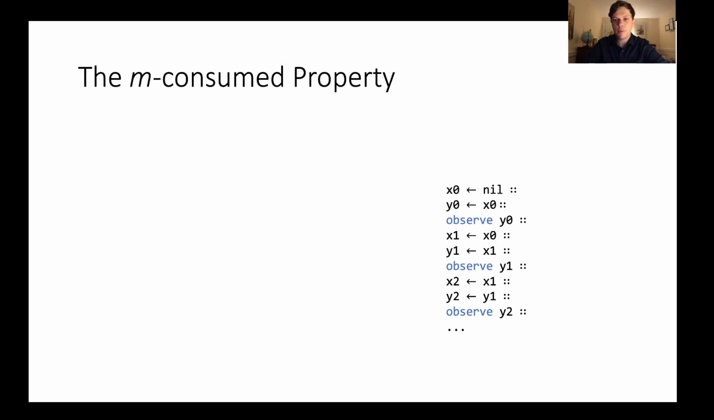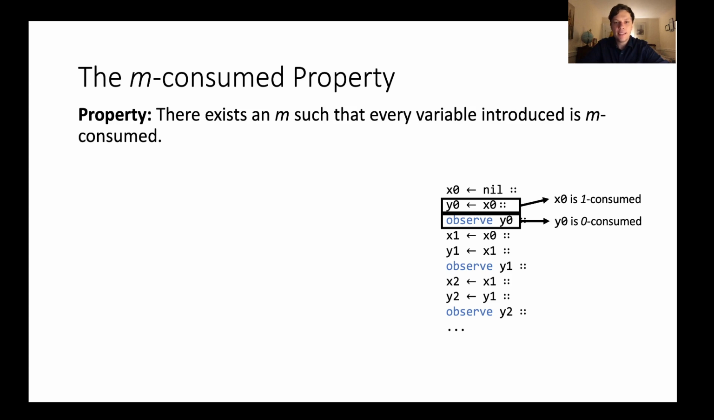All right, so the mconsume property. First I'm going to define what mconsume means. A variable is zero-consumed if it is directly observed. So for example, y0 is zero-consumed. A variable can also be m-consumed if it is passed to another variable, that is, another variable is sampled from it, and this other variable is (m-1)-consumed. So x0 is 1-consumed because y0 is sampled from x0 and y0 is 0-consumed. The mconsume property states that there must exist an m such that every variable introduced in the trace is m-consumed. So for example, in this trace, we can maintain that every variable is 1-consumed.